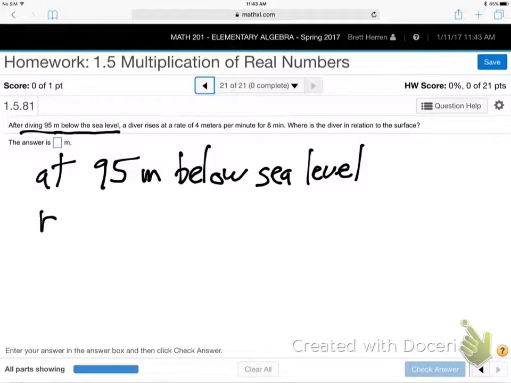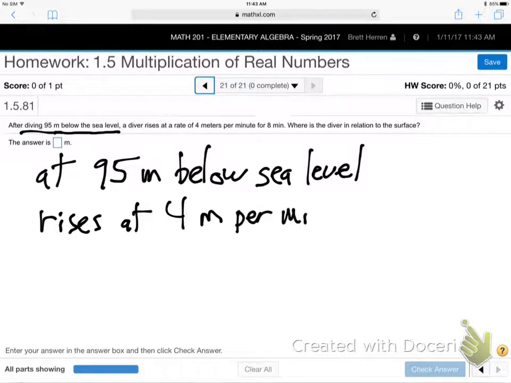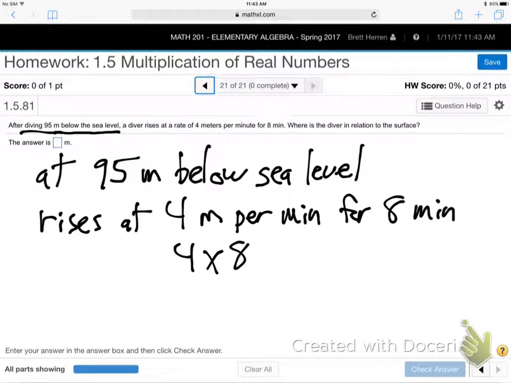And then the diver rises at 4 meters per minute for 8 minutes. So they're way down deep, and then they start rising. I think they have to rise slowly for their oxygen levels or something like that. So if they're rising 4 meters every minute for 8 minutes, how far did they rise? 32, right? 4 times 8.